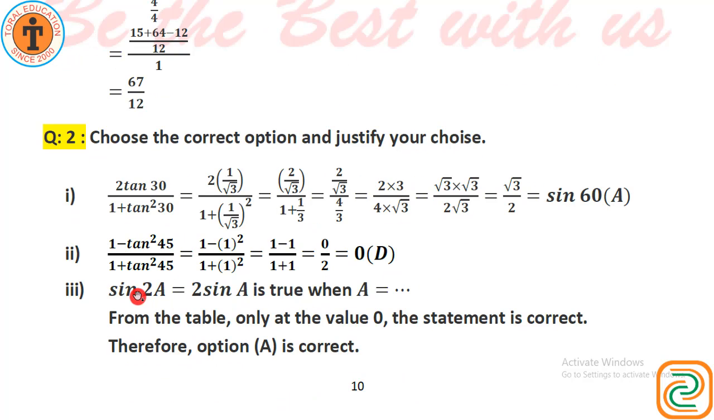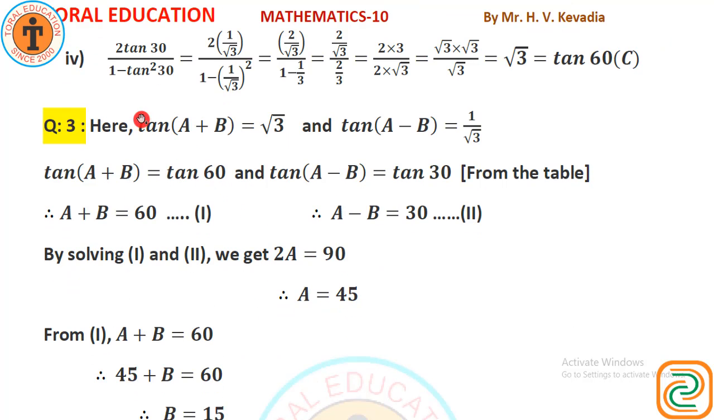Third one, sin 2A equals sin A is true when A is dash. From the table, if you see, only at the value of 0, A equals 0, then sin 0 is sin 0. Otherwise, the statement is not correct. At the value of 0, the statement is correct. Therefore, option A is correct. Number 4. 2 tan 30 upon 1 minus tan square 30.